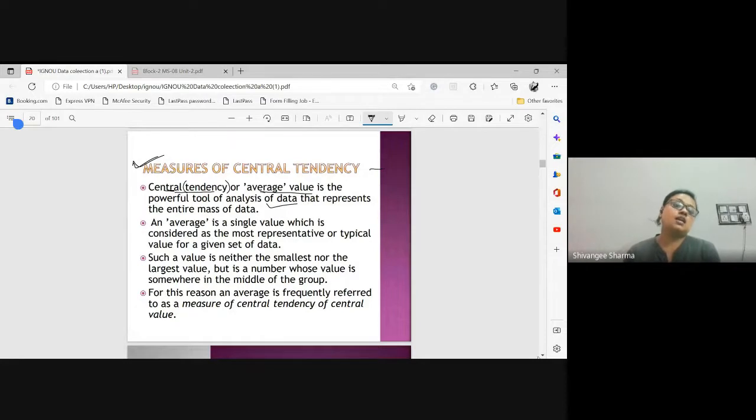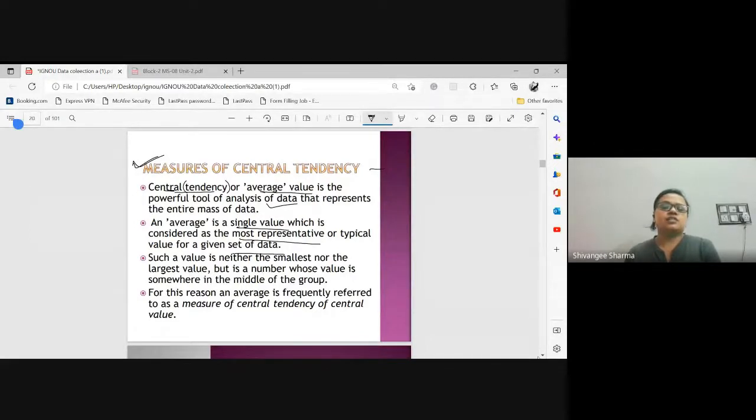So you can say that central tendency is the representative value of the entire data set. An average is a single value which is considered as the most representative or typical value for a given set of data. It acts as a representative value. Such a value is neither the smallest nor the largest, so it is somewhere around the middle of the data set.